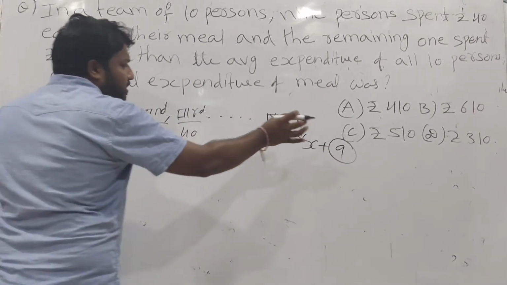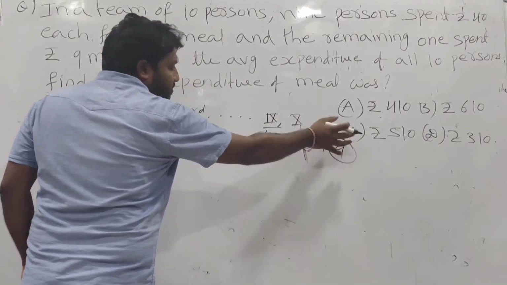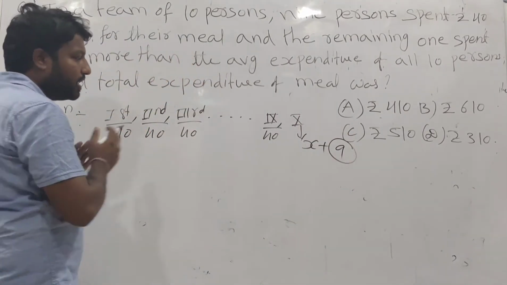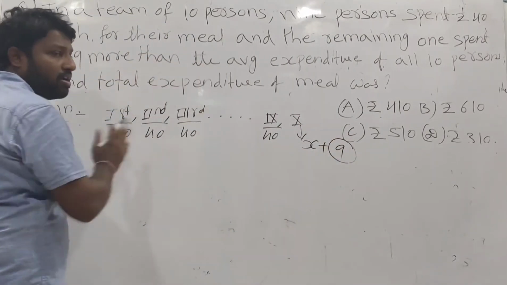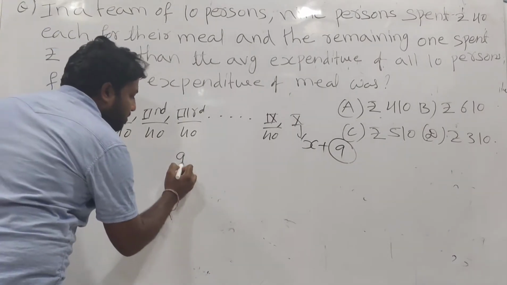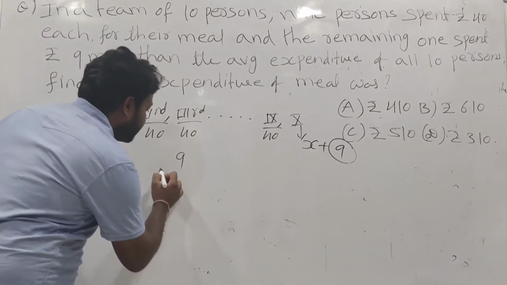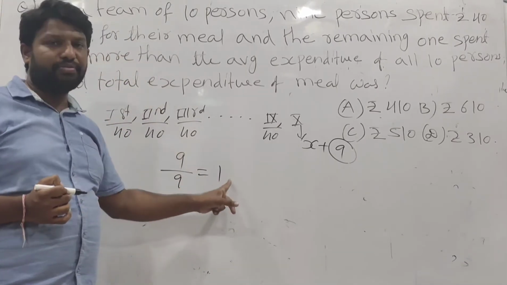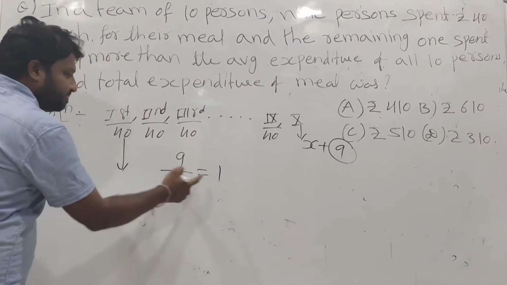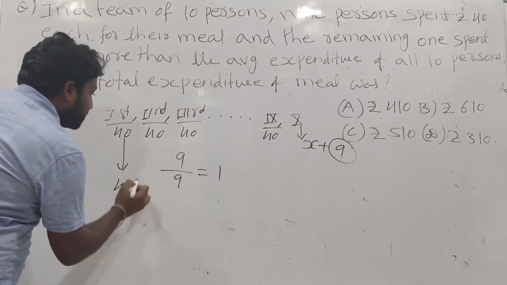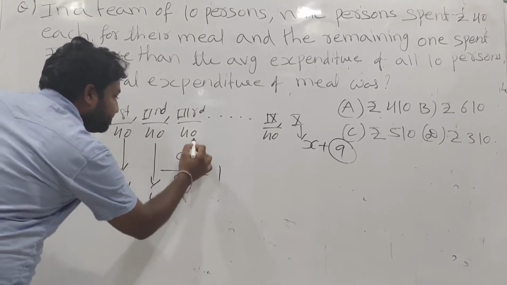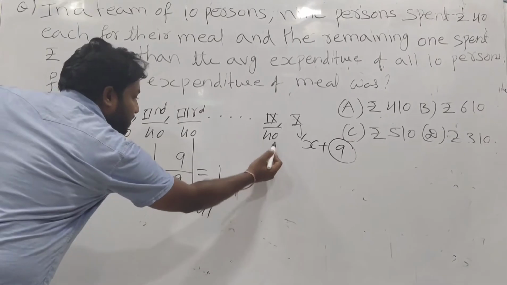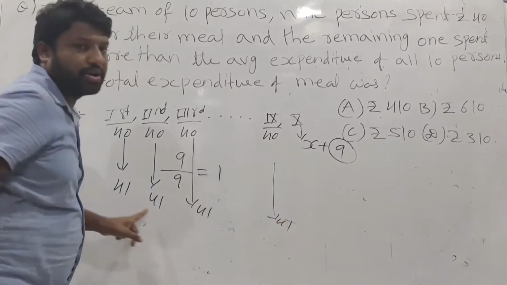Now what I will do? Let us say this extra 9 rupees is spent by all these 9 people. That means total 9 rupees are there. How many people are there? 9 people. That means each person, how much will he spend extra? 1 rupee. That means each person will spend 1 rupee extra. So 41. This person also 41. This person also 41. Like this, total 9 people will spend 41 rupees.